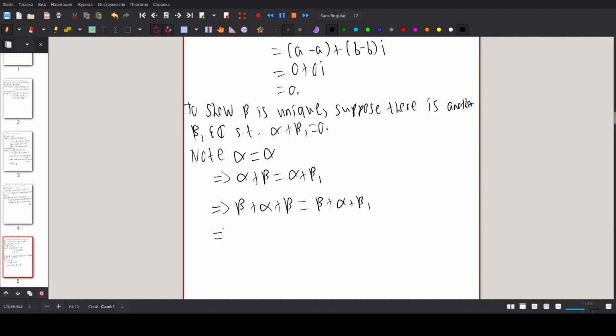Okay, and we've already proven that complex numbers are associative. Well, yeah, that's all we really need, the associativity. So this means, well, I'll just put this so we can group them like this, right? Okay, but this is 0, so this is going to be 0 plus beta is going to equal 0 plus beta 1, and that means beta is going to equal beta 1. Okay, so it is unique, and we are good. So that's pretty cool. Next.